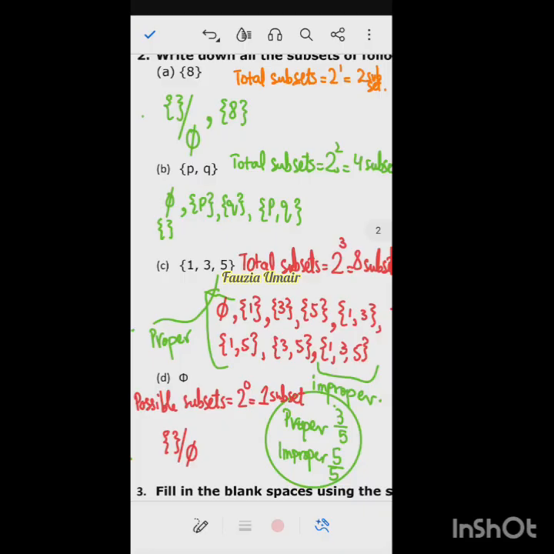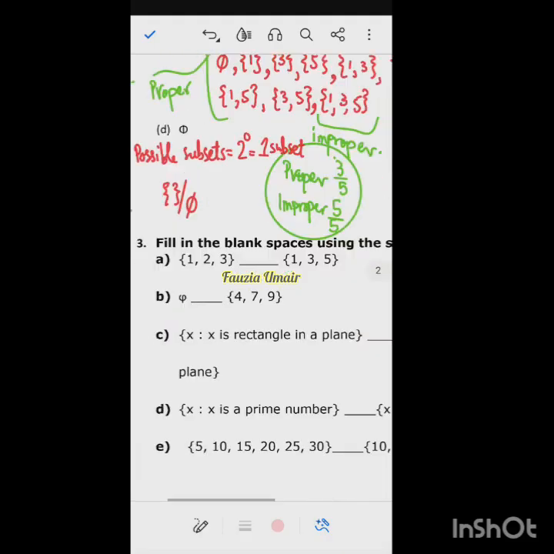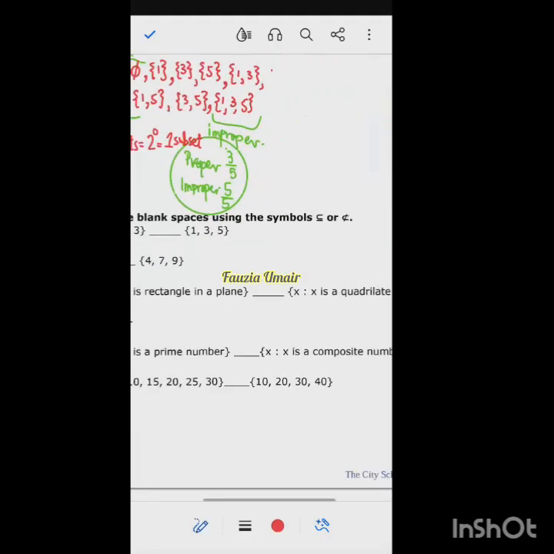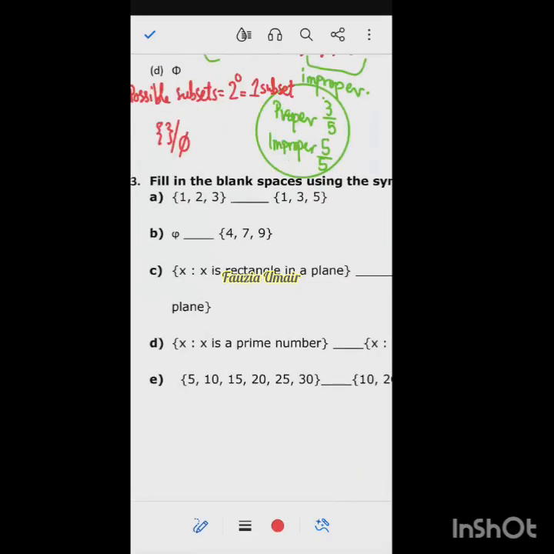So now comes the fill in the blanks. We need to fill this blank with 2 symbols, subset or not a subset, and with reasons. So answer me one by one. What do you think about part A? 1, 2, 3 and 1, 3, 5. Is it a subset or not a subset? Not a subset.